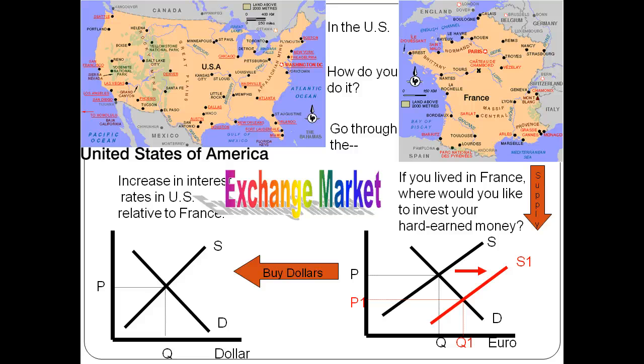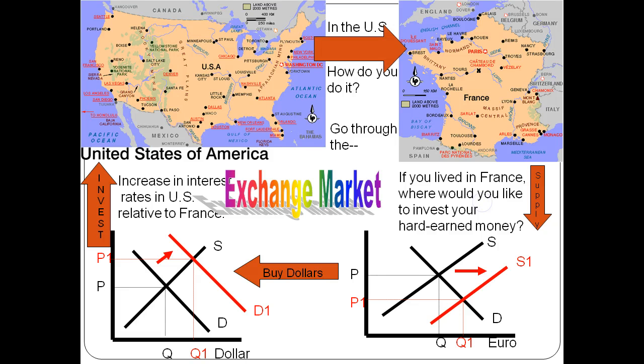So now we are buying dollars. So the demand curve shifts to the right from D to D1. We have a new equilibrium quantity of dollars, Q1, new equilibrium price, P1. So you can see that the price of the dollar went up. Thus, we have an appreciation in the dollar. So the euro depreciated, the dollar appreciated. Okay, and these dollars are going to be used to invest in the United States of America. And the French receive higher interest rates.